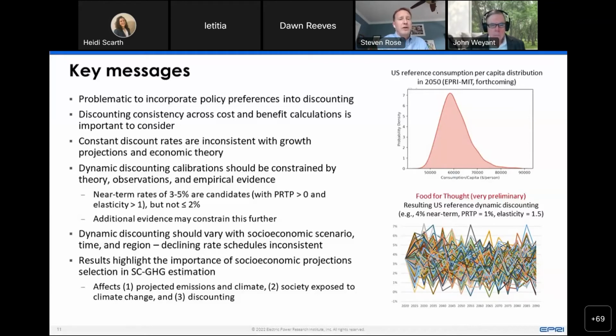And lastly, I'll just call out the importance of socioeconomic projections in social cost of greenhouse gas calculations overall. They're important not only in terms of projecting future emissions and thinking about future climate, they're important in terms of the societies that we're thinking might be exposed to climate change. And now you can clearly see it's important in terms of impacting the discounting.